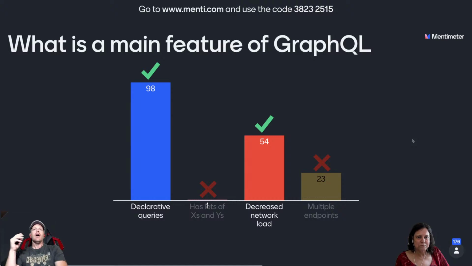All right, so this one was maybe tricky in the beginning. I think I made it nicer here because you actually had 2 answers that could have been right. Declarative queries and/or decreased network load are both correct in this case. From the multiple endpoints standpoint, really a main feature is actually the single endpoint.